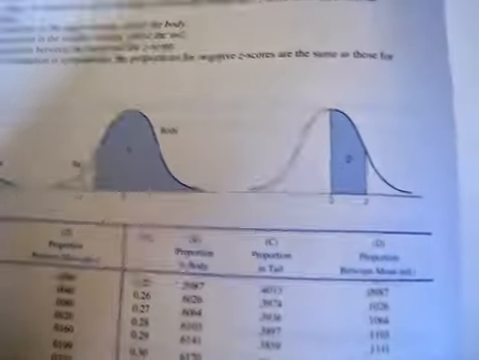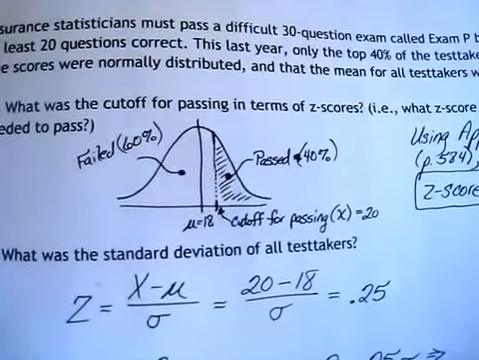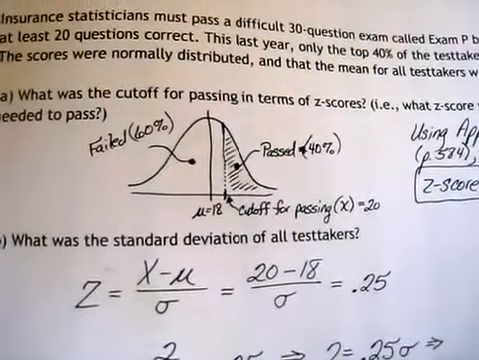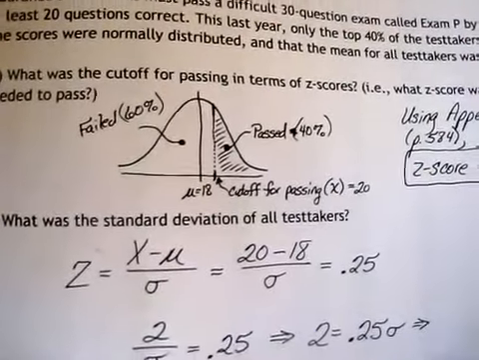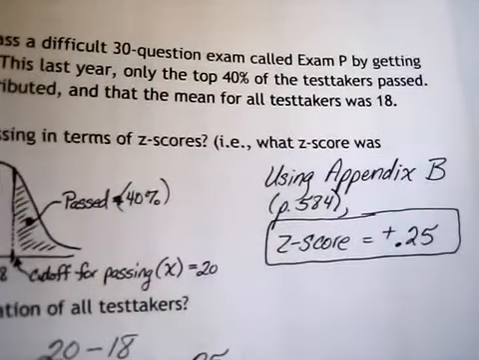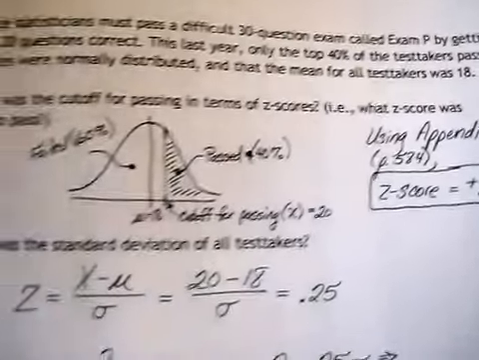Anytime you're working with z-scores, ask yourself, should this be positive or negative? Anytime it's above the mean, like we are here, it should be positive. If our cutoff is below the mean, that should be a negative z-score. So we do have a positive z-score of 0.25 from the chart for part A.